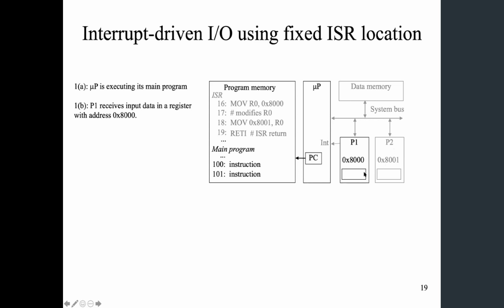And inside these peripheral devices, there are certain resources. In our case, we only have one register in each of these two peripheral devices. So when you read from 8000, you're actually reading the value of this register. And when you write to 8001, you're actually putting data into this peripheral 2 here. So the first step: the microprocessor is executing its main program, so it's somewhere here. And P1 receives input data in the register with address 8000 in hexadecimal.